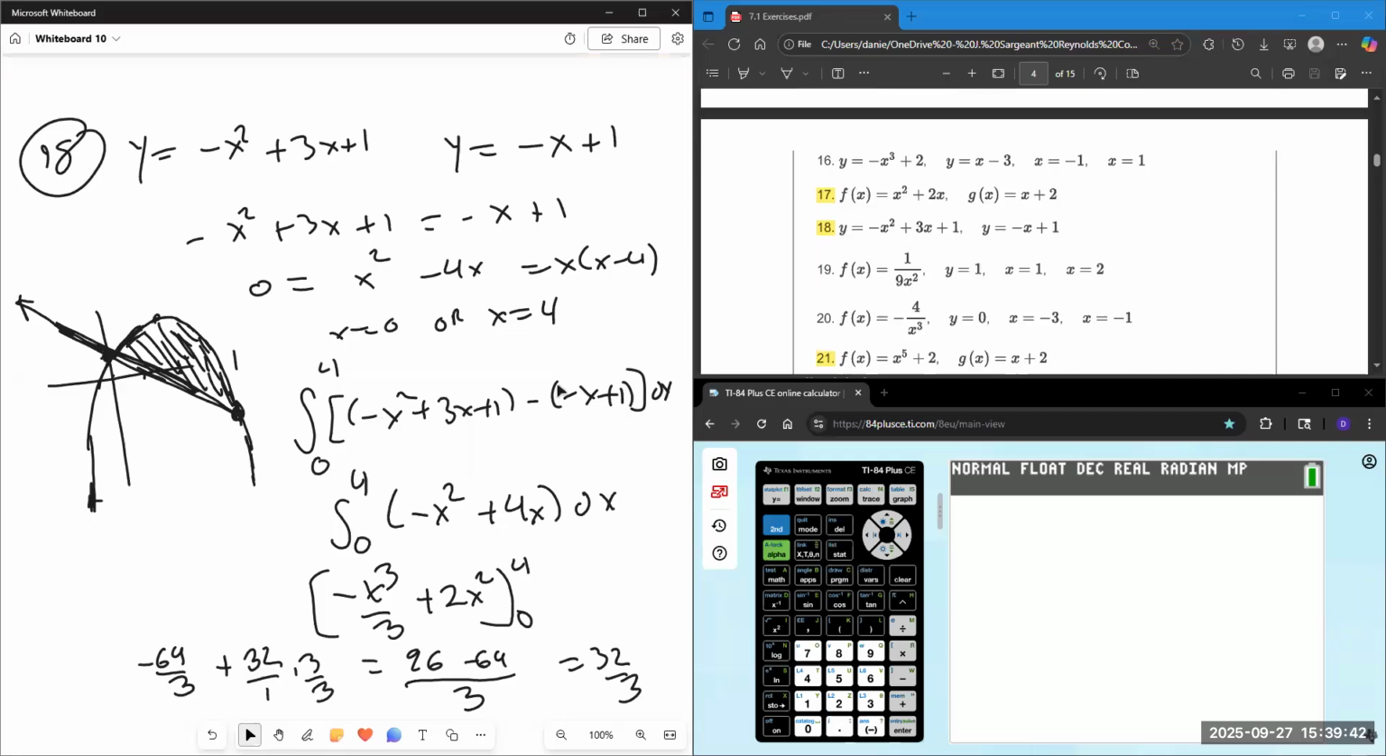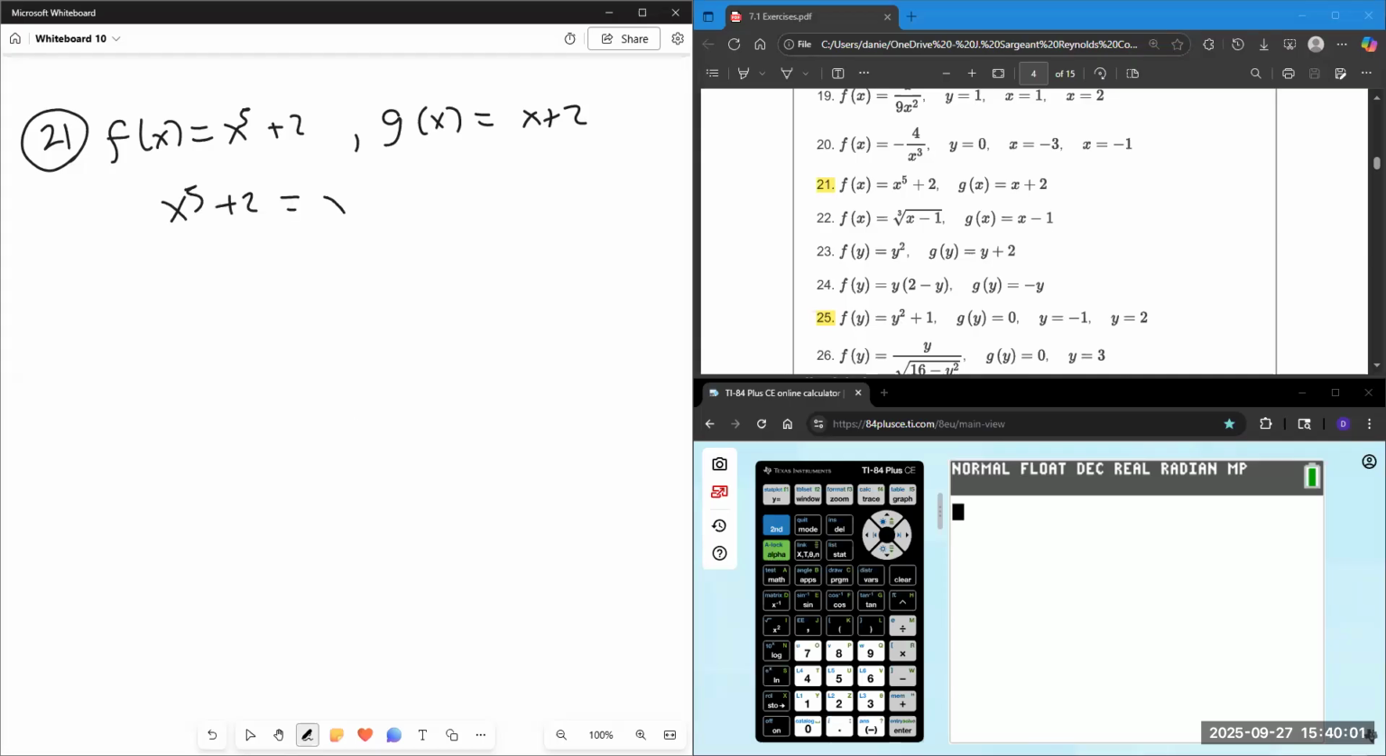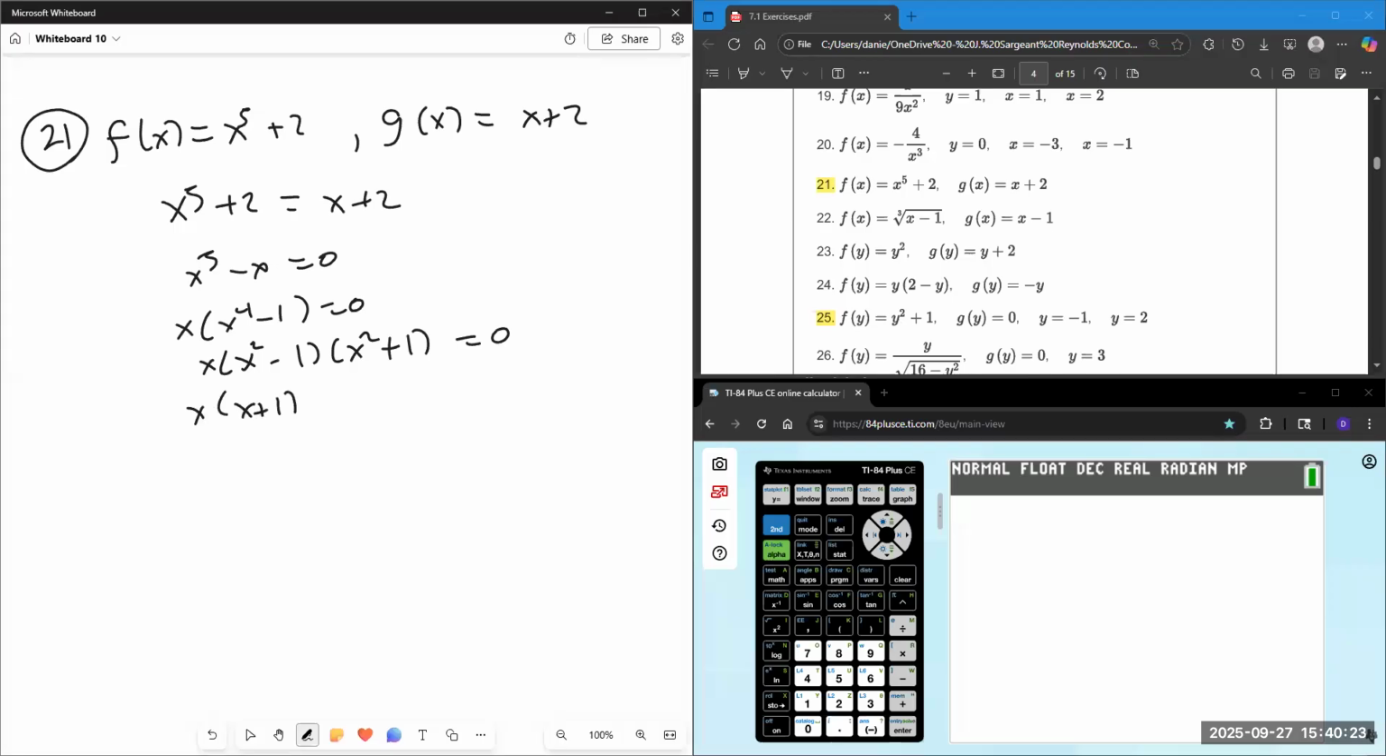So now at number 21. It says f of x is equal to x to the 5th plus 2, and g of x is equal to x plus 2. x to the 5th plus 2 is equal to x plus 2. x to the 5th minus x is equal to 0. x times x to the 4th minus 1 equals 0. x times x squared minus 1 times x squared plus 1 equals 0, x times x plus 1 times x minus 1 times x squared plus 1 equals 0, x equals 0, or x equals -1, or x is equal to 1.